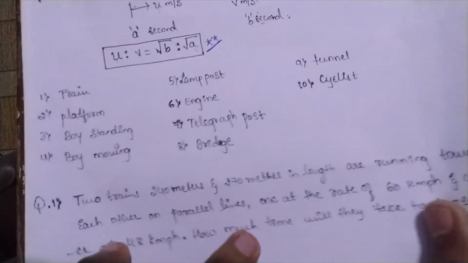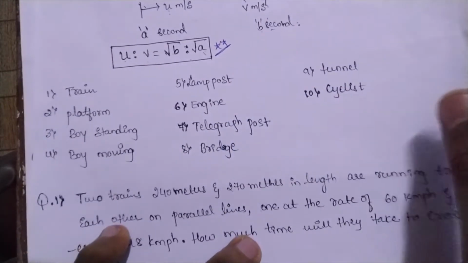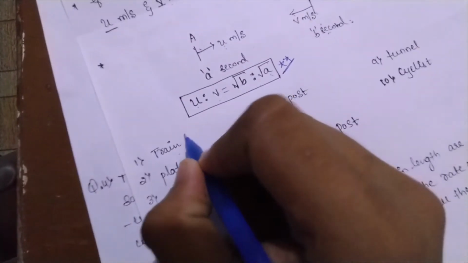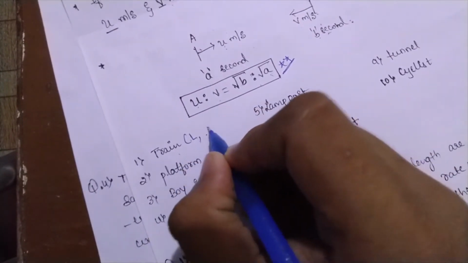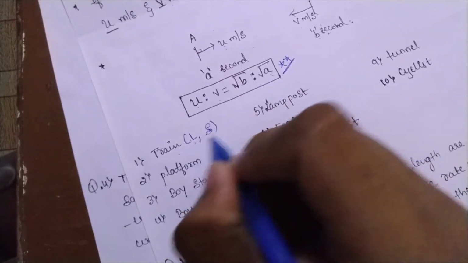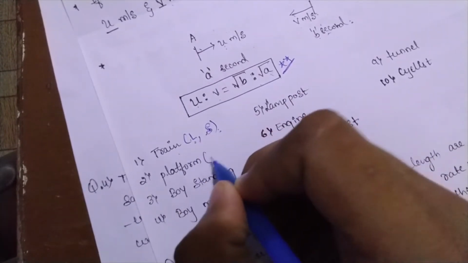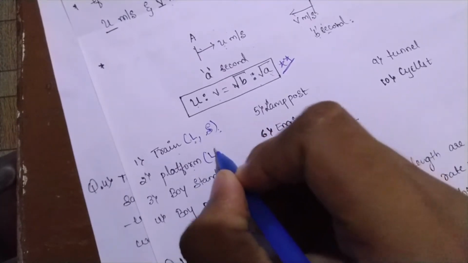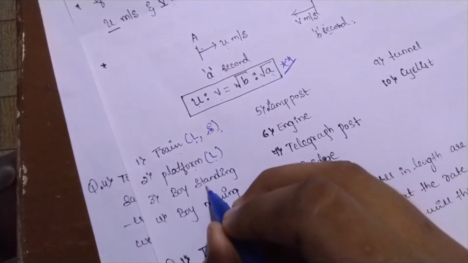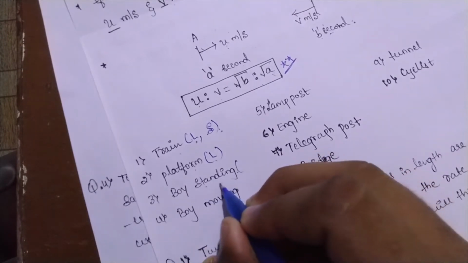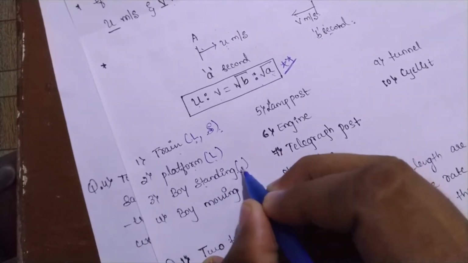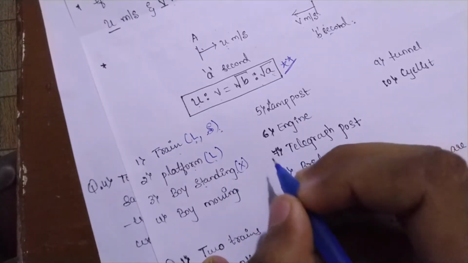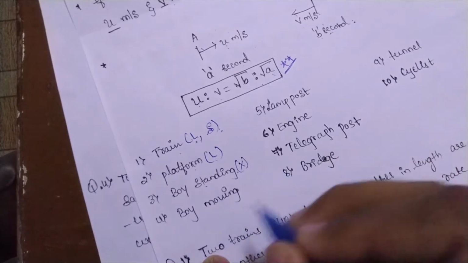So let us consider some aspects related to trains. A train has length L and a speed S. A train has both things, length and speed. A platform has length, but it doesn't have speed. So it has only length. A boy standing doesn't have anything, he just has his width, and weight, but that doesn't matter.